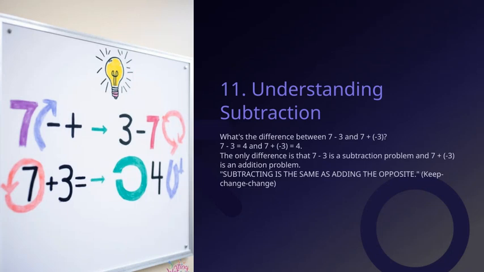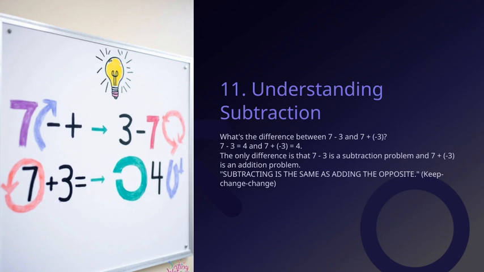Let's take a moment to understand the difference between subtraction and adding a negative number. For example, if we look at 7 minus 3, that gives us 4. Now, if we consider 7 plus -3, do you see what happens? That also equals 4. So in both cases, the answer is the same. The key difference is that 7 minus 3 is a subtraction problem, while 7 plus -3 is an addition problem. This highlights an important concept. Subtracting a number is the same as adding its opposite.